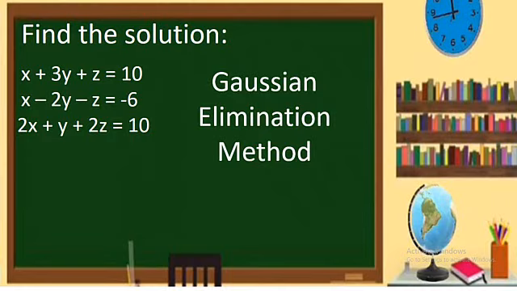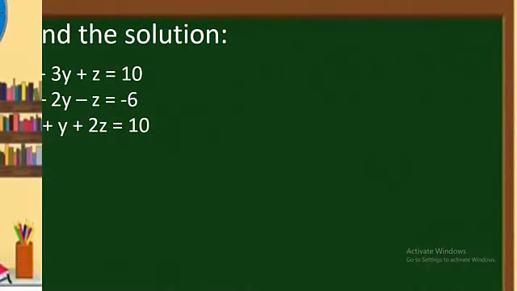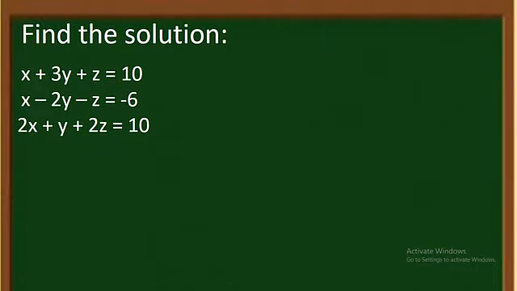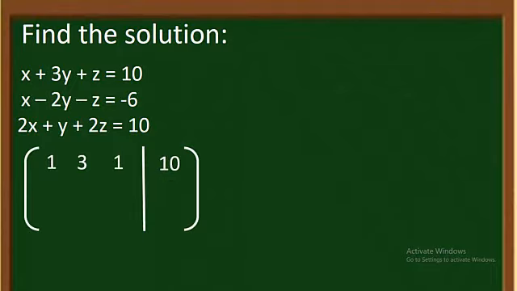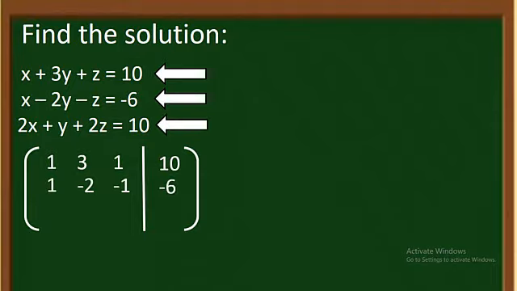The first thing that we have to do is to get the numerical coefficient of each equation. So we have 1, 3, 1, and 10. Those are the numerical coefficients of the first equation. For the second equation, we have 1, -2, -1, and -6. For the third equation, we have 2, 1, 2, and 10.